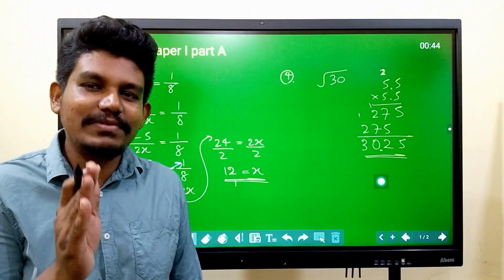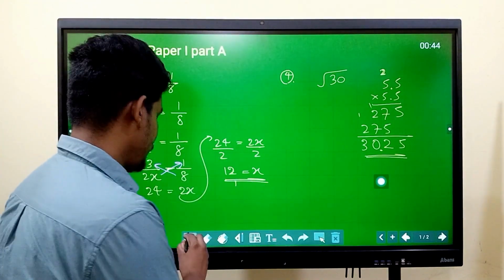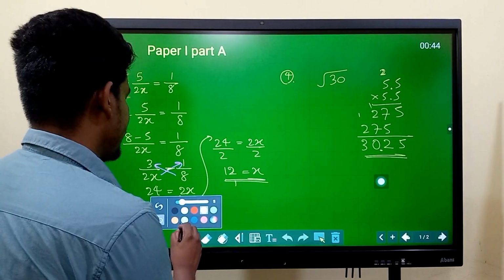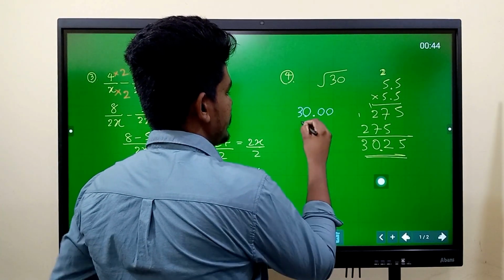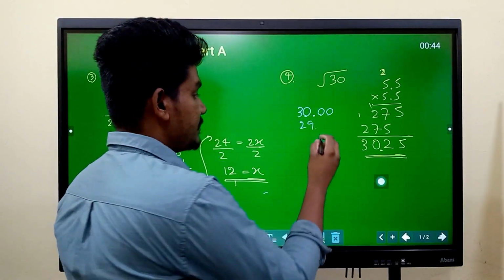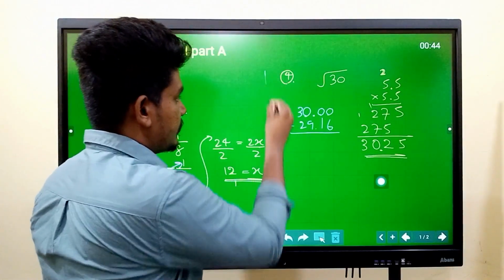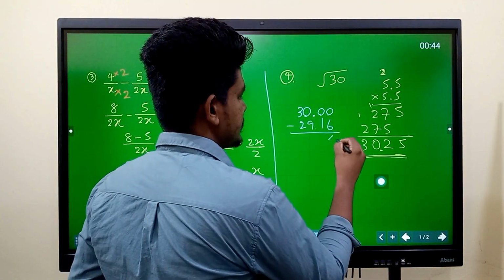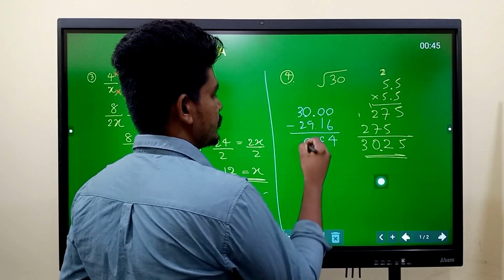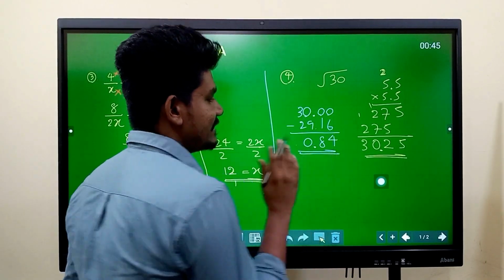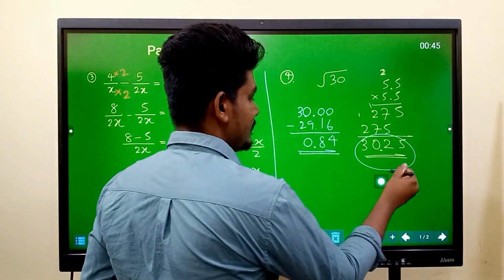Now we have to go for the nearest value to 30. Then we can find the difference between those two values. Let me show you how we are doing it. We're going to find the difference. I'm going to subtract the first value, the given value 29.16, from 30 to find that gap. It is 10 minus 6, 4. 9 minus 1, 8. 9 minus 9, 0. 2 minus 2 will be 0. Then it is 0.84.